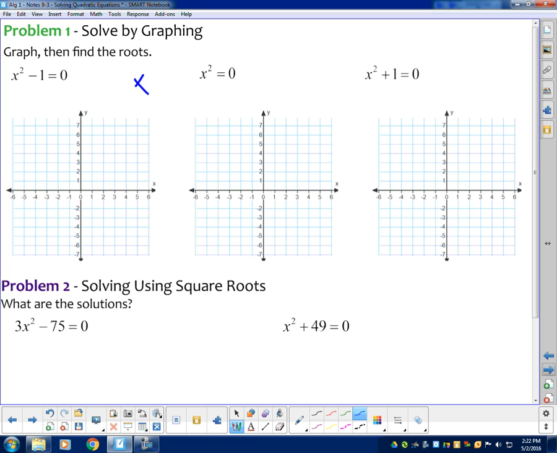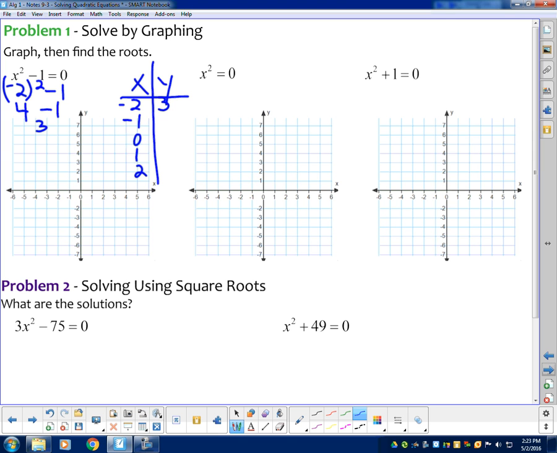So I'll make an xy table. And on my xy table, I'm going to plug in my typical -2, -1, 0, 1, and 2. And I might need to plug in more values than that. What I'm looking for here is where the graph of this equation crosses through the x-axis. So if I plug in -2 here, -2 squared is 4, and 4 minus 1 is 3. So the first one here is 3.